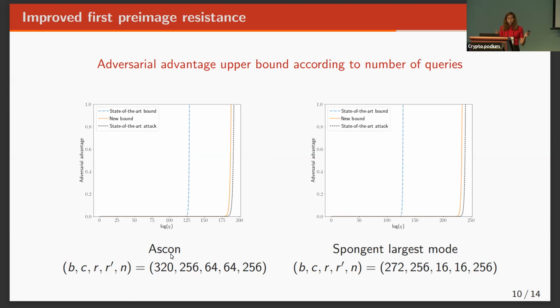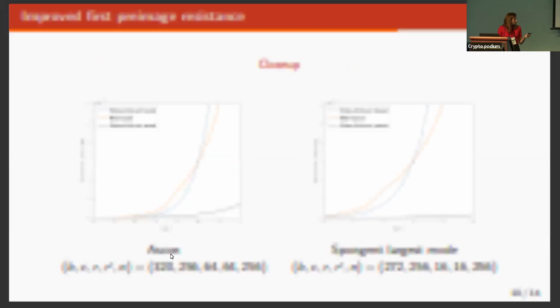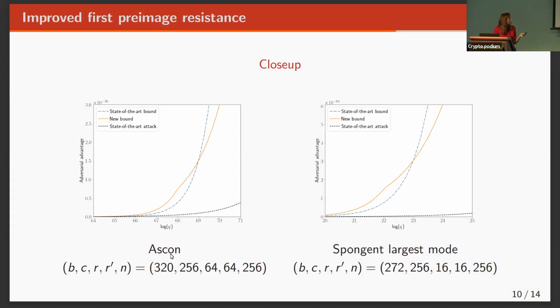In fact, ASCON and Spongent both have the same capacity and the same digest size. The difference is in the size of the primitive. The one of Spongent is a bit smaller than the one of ASCON, and therefore the rate is smaller. And that's the place where our bound improves the most. This is the exact place where the bound starts to improve the state of the art. And in both cases, it happens at small adversarial advantage, 10 to the minus 36 for ASCON and 10 to the minus 64 for Spongent.